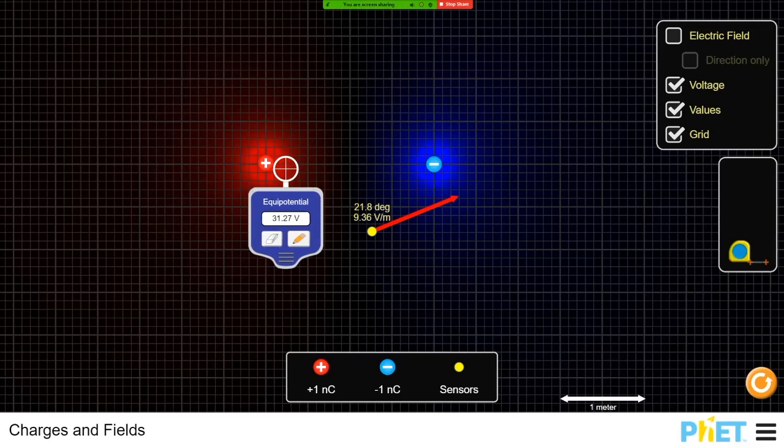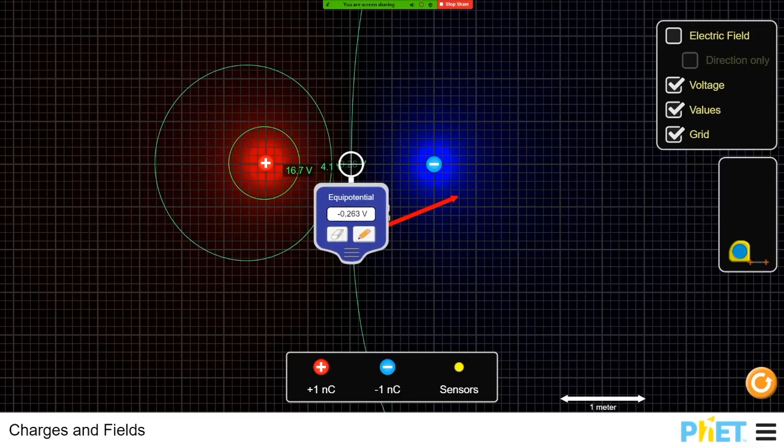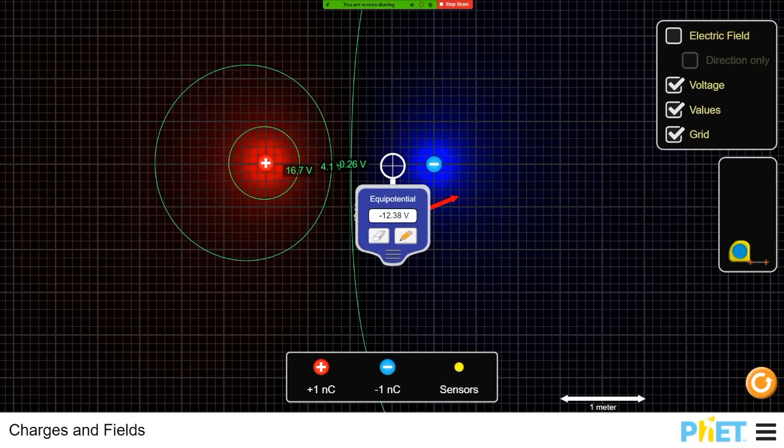And the equipotential tool will actually show me the lines by clicking this pencil button. So all these positions around here on the line have the same amount of electric potential, 16.7 volts. They are all connected, and so you can draw these lines at different voltages.